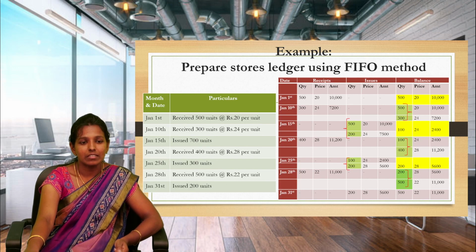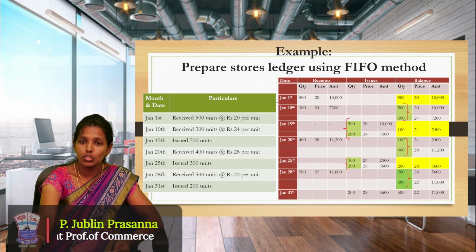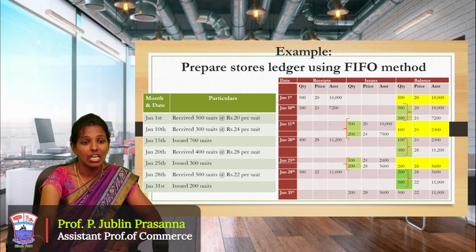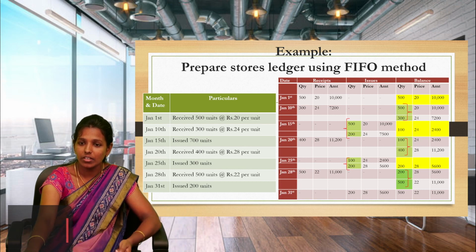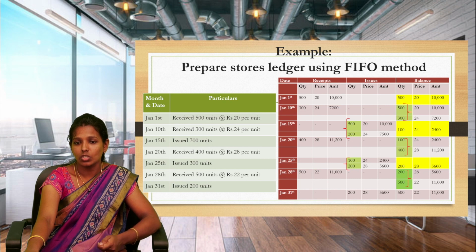So January 15th, I am issuing 700 units. I have already gone up with 2 receipts. Now I am coming to the issue of 700 units. So January 15th, I am recording in the issue column. Now the first in first out method is clearly applied. What is received first? I have received on January 1st 500 units. So I am considering that to be issued first. So I am issuing 500 units at the rate of rupees 20, amount 10,000 rupees.